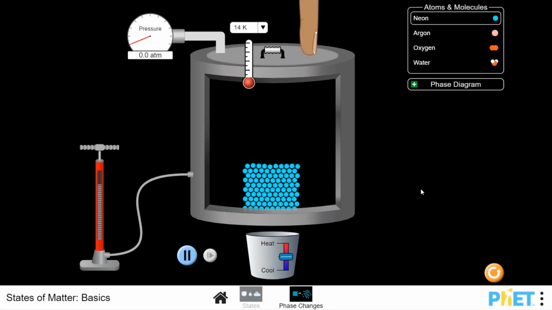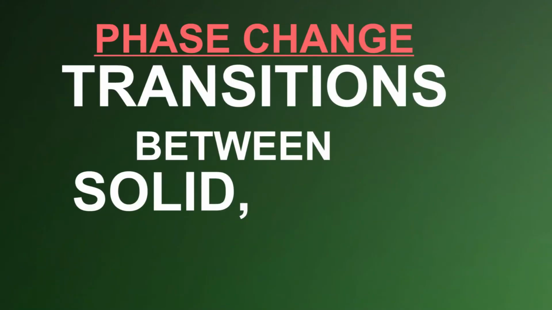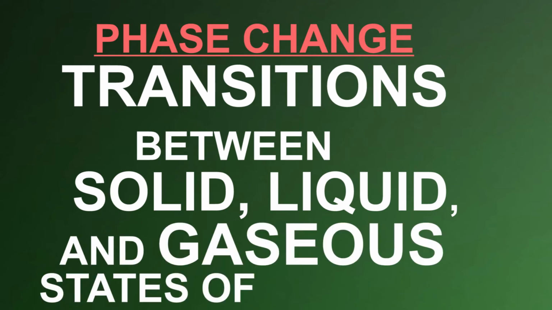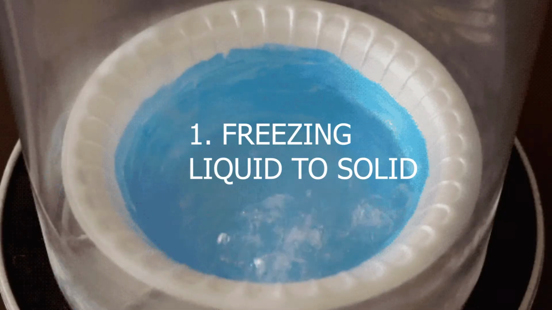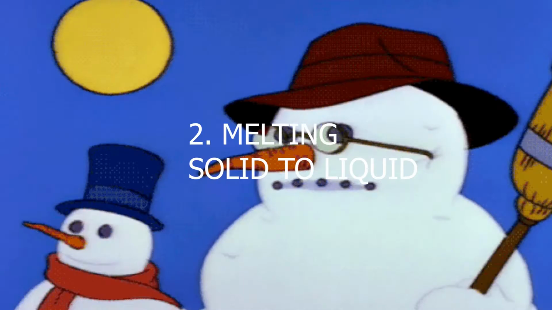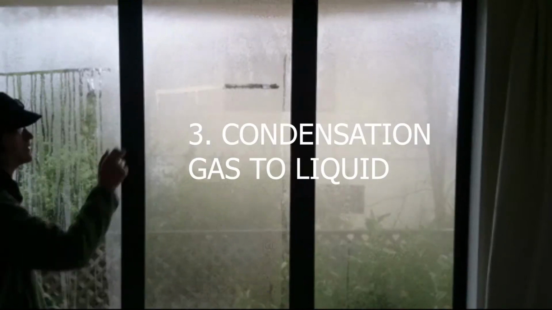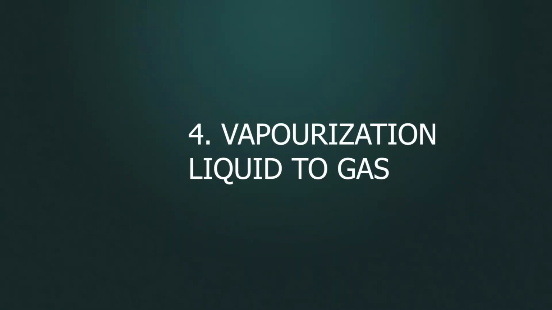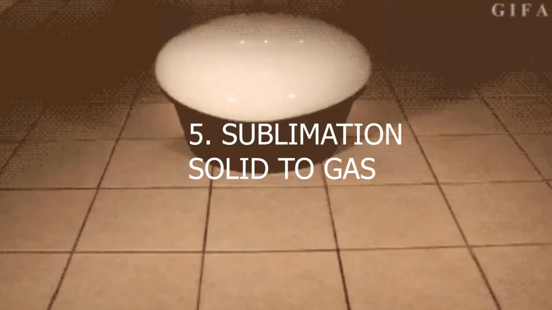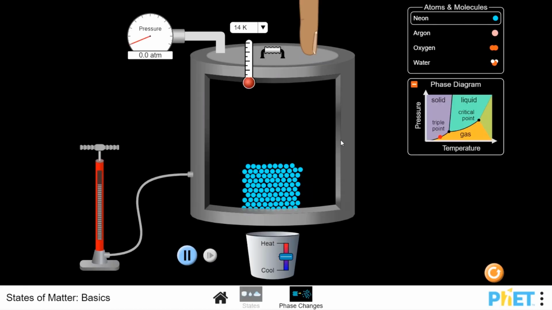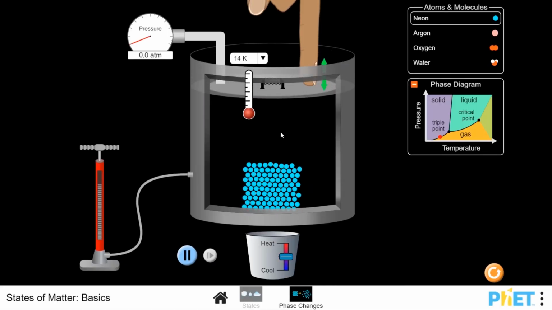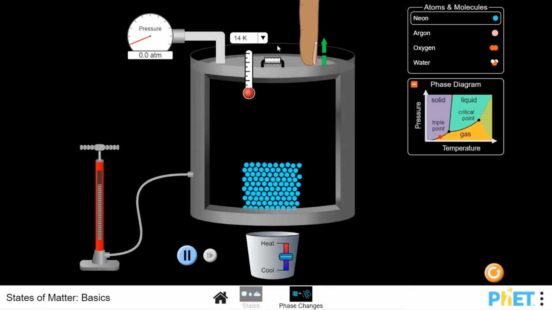Now, let's go to phase changes, which is just a term to describe transitions between solid, liquid, and gaseous states of matter, which we already looked at. To be exact, we have 6 phase changes. There's freezing, which is liquid to solid, melting, which is solid to liquid, condensation, which is gas to liquid, vaporization, liquid to gas, sublimation, solid to gas, and deposition, gas to solid. To increase the pressure, we drag the lid down, and to decrease it, we drag it back up.